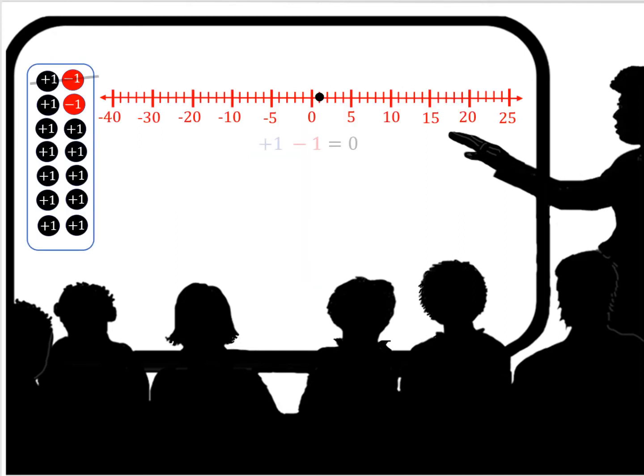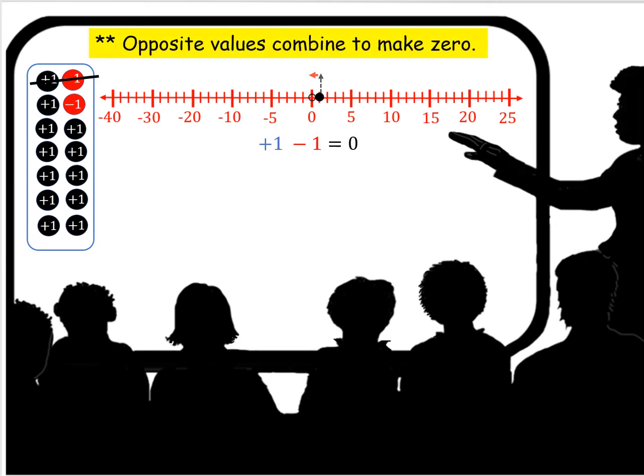Let's use our number line again. We start at plus 1, and we're going to add negative 1. We end up with 0. Remember, opposite values combine to make 0. And then we're at 0. We add 1, and we get 1. And then we're going to have that positive 1 and take away 1. Brings us back to 0.